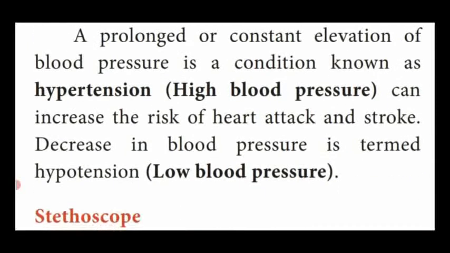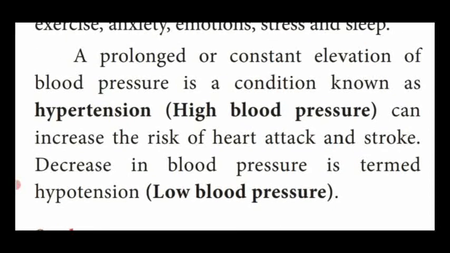A decrease in blood pressure is termed hypotension, that is low blood pressure. So there are two types of blood pressure, hypertension and hypotension. Hypertension means a continuous or constant elevation of your blood pressure, or high blood pressure, which causes a risk of heart attack and stroke. A decrease in blood pressure is known as hypotension, or low blood pressure.